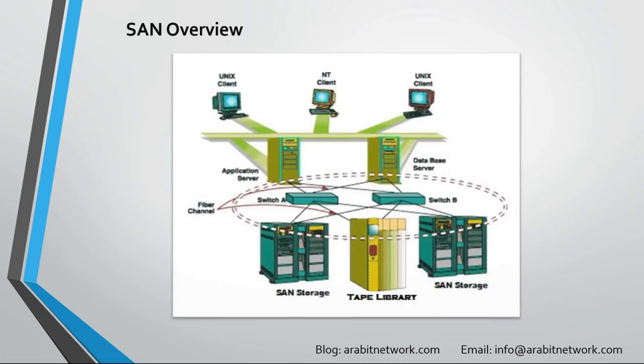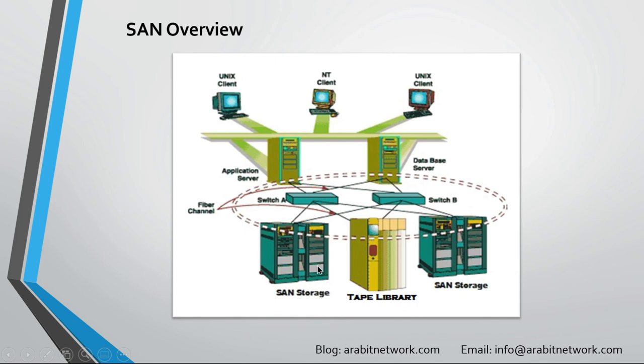Let's have another view, and this picture actually is more representative. So we have zoomed out a bit. Here are your clients that need to access an application. As you can see, your servers are connected with two cables to each of your SAN switches or SAN fabrics in this case, and the same for the SAN devices.